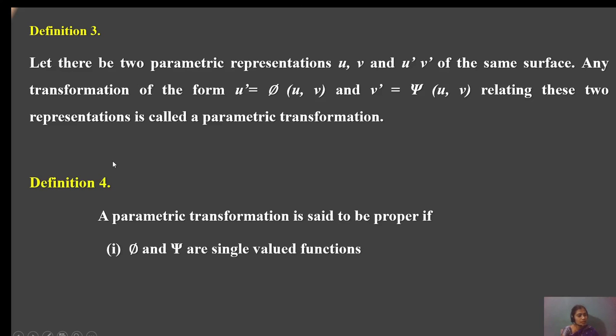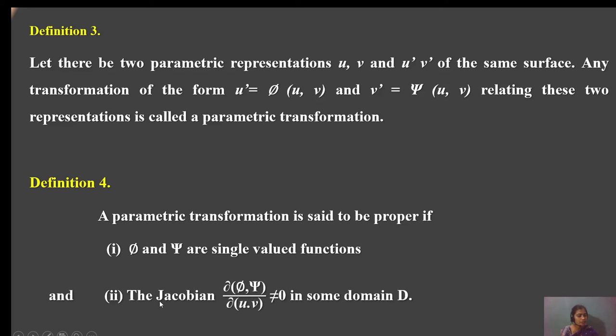Definition 4: a parametric transformation is said to be proper if phi and psi are single-valued functions. Then second, the Jacobian, the determinant of the partial derivatives of phi and psi with respect to u and v, is not equal to 0 in some domain. This is also a definition, all of which is considered in the context of surfaces.